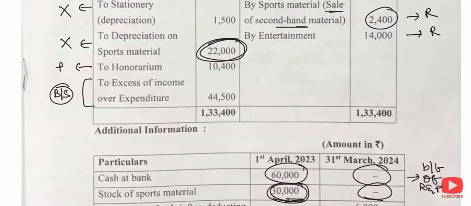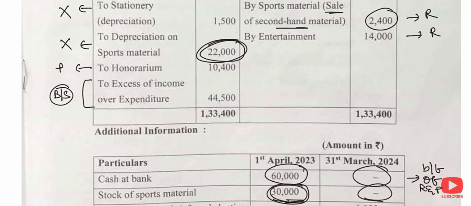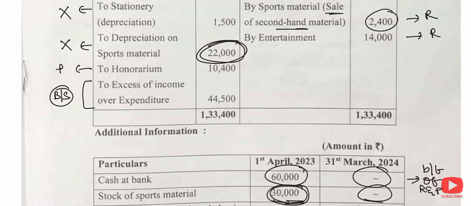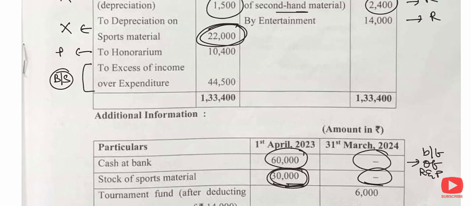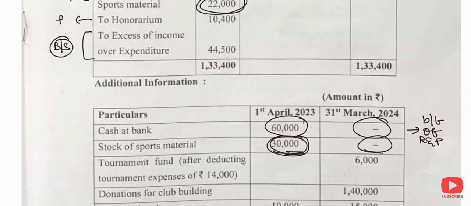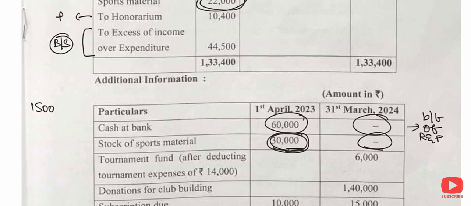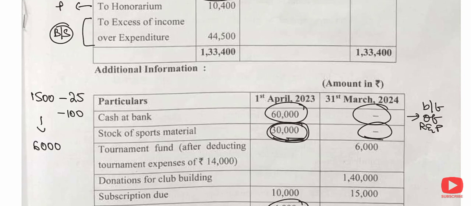Then next, depreciation on stationery is 25%. So now 1,500 is the depreciation on stationery. What have they given for stationery? Stationery opening stock is given, closing is not given. So 1,500 is 25%. How much is 100%? So this becomes 6,000. How did the 4,000 become 6,000? Here also, if you see, there is a 2,000 which is a purchase.